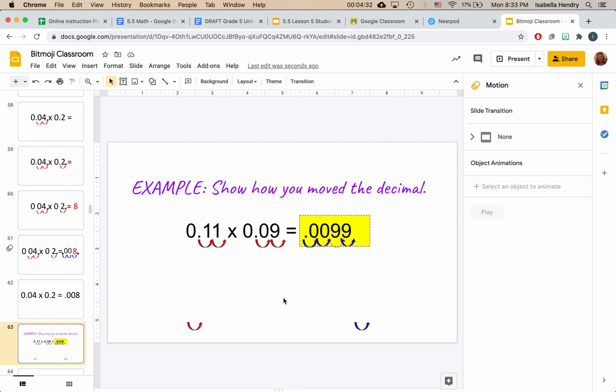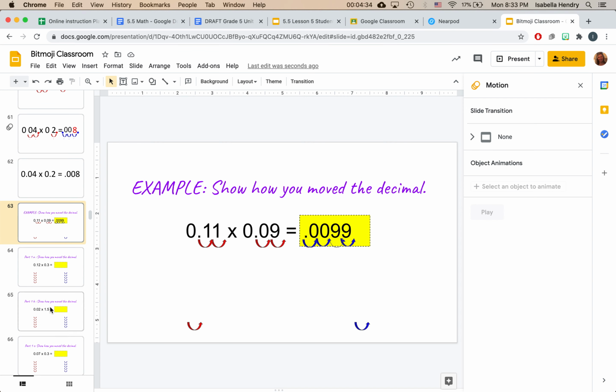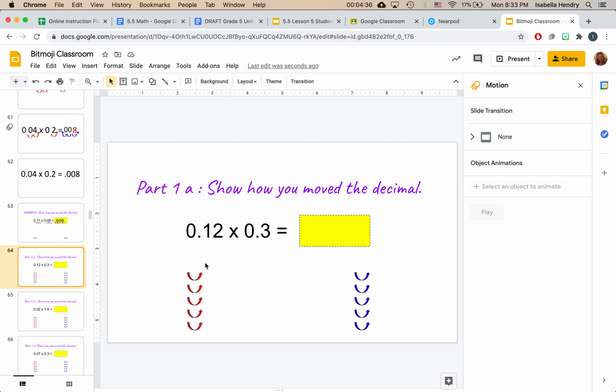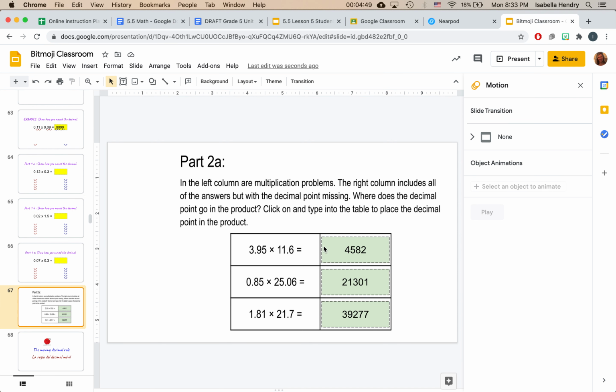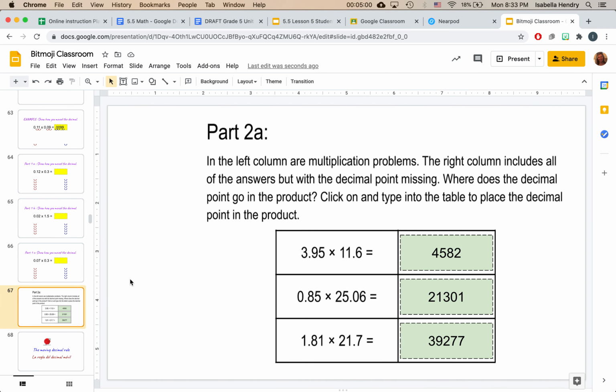So that's what you're going to do for the following problems. You're going to move the decimal point with the red arrows, multiply the whole numbers, and then move the decimal point back with the blue arrows to show your final answer and where the decimal point goes. In the second part, I actually already did the math for you. All you have to do is use the moving decimal rule to show where these numbers should go.